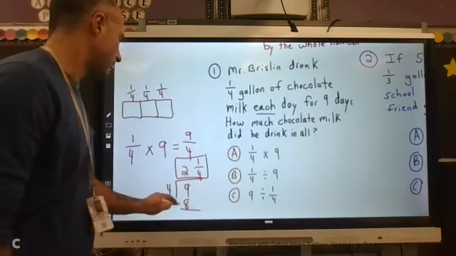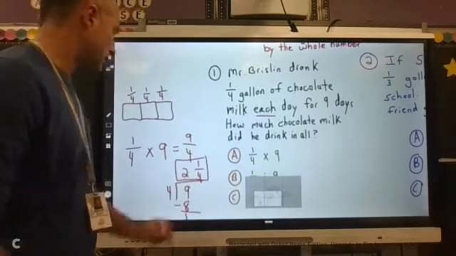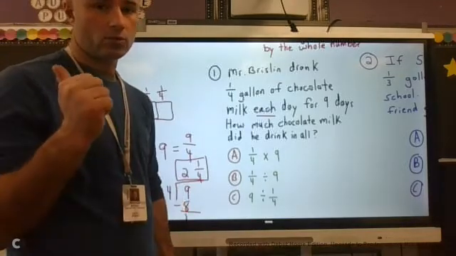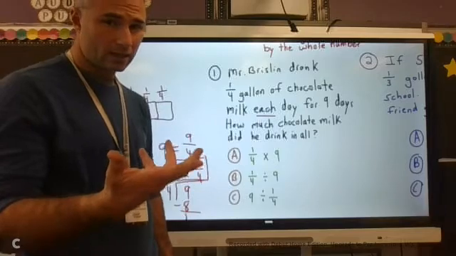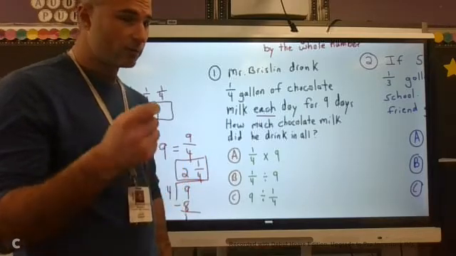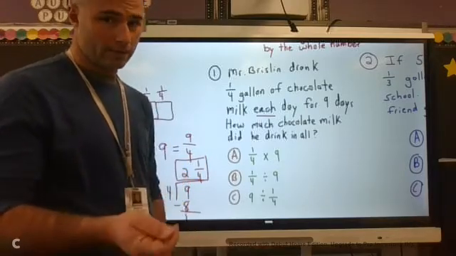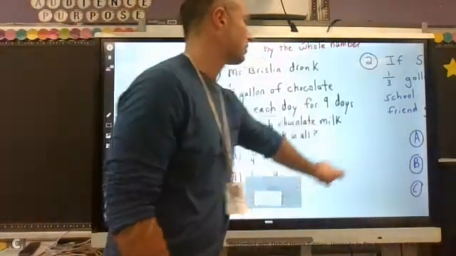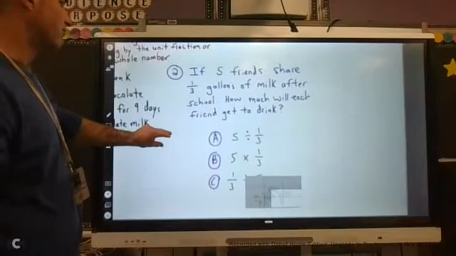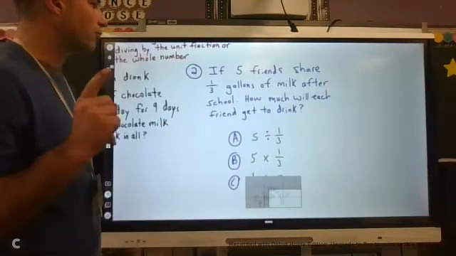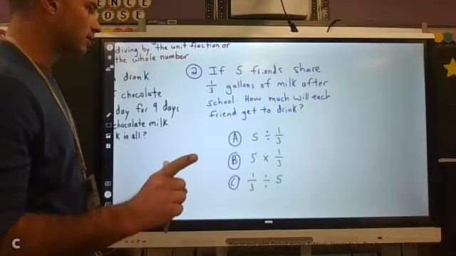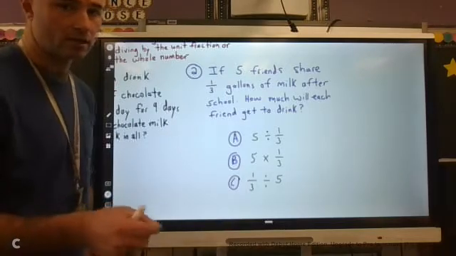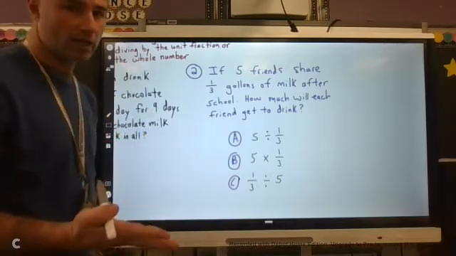We know how to solve this, or we should know how to solve these problems. The big focus today is you determining, is this a word problem where I'm multiplying? Am I dividing? And if I'm dividing, what am I dividing by? The fraction or the whole number? So question 2, if 5 friends share 1/3 gallons of milk after school, how much will each friend get to drink? Once again, this is where the picture comes in handy.